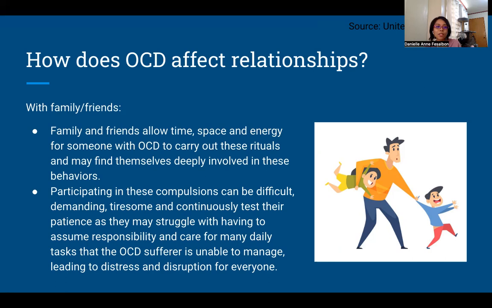And then participating in these compulsions can be difficult, demanding, tiresome, and continuously test their patience, as they may struggle with having to assume responsibility and care for many daily tasks that the OCD sufferer isn't able to manage, leading to distress and disruption for everyone. Since compulsions can take a lot of time, it can be very difficult for these family members and friends. So that's why self-care is very important as well.